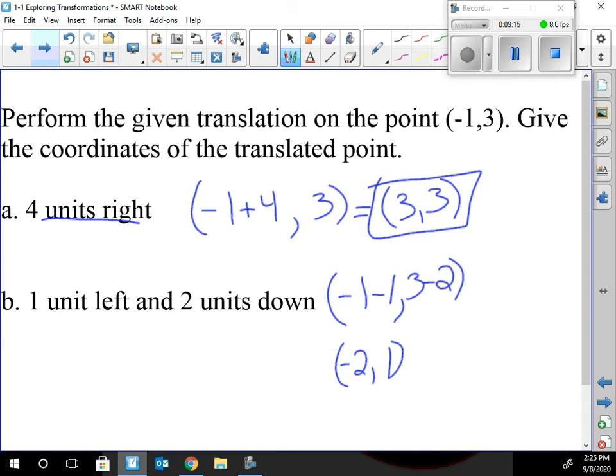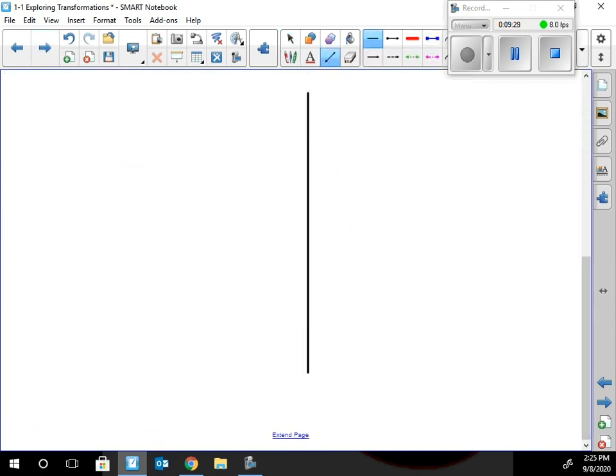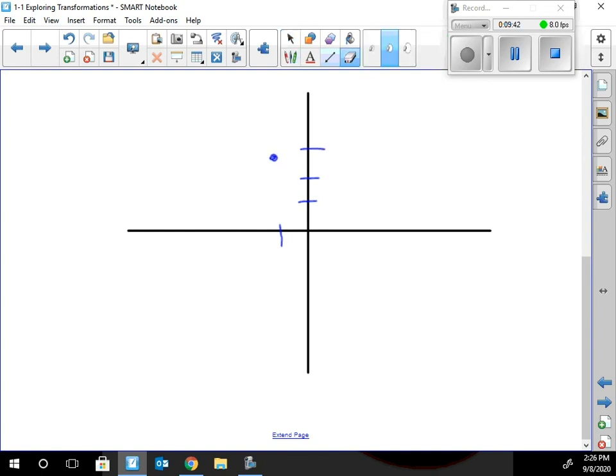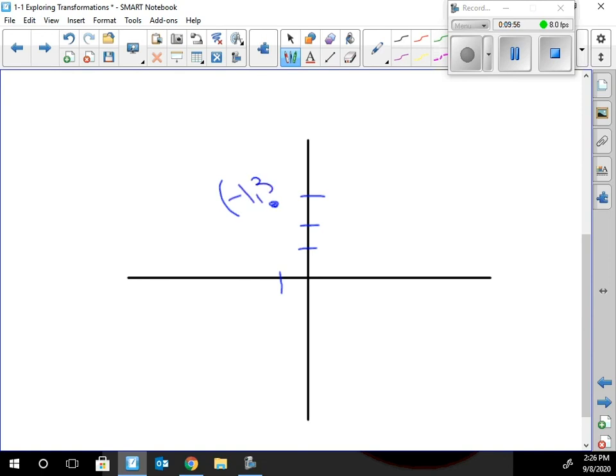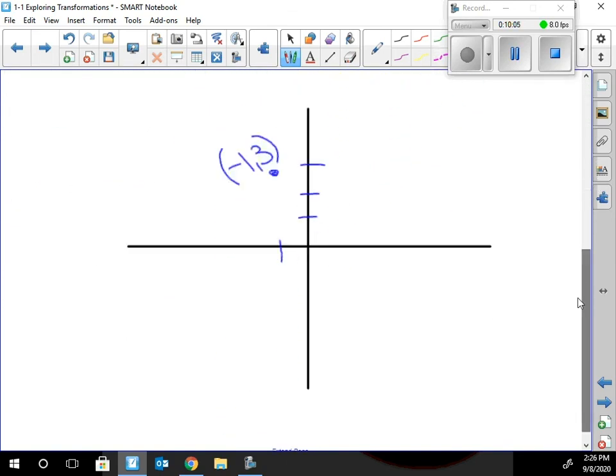Now, if you're struggling with this concept, it is possible to do this all on a graph. I can start with my point, -1, 3. I'm just going to do a rudimentary grid here. But, once again, if I write it in, I know exactly what that point's supposed to be. So I'm at -1, 3, and I'm moving it 4 units to the right. So I'm going to go over 1, 2, 3, 4. Now when I look at this, I see that I'm at 3 and 3.